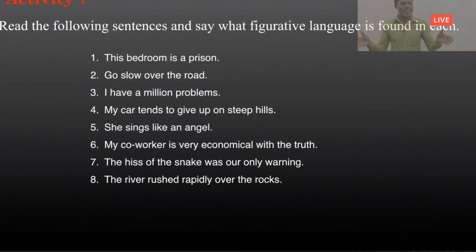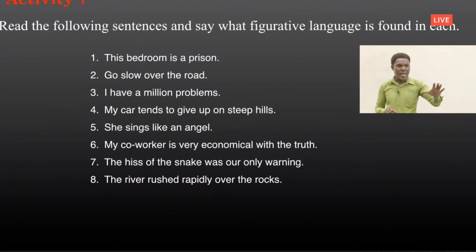Good. Now, the final activity before we really finish here. It says, read the following sentences and say what figurative language is found in each. So, like we always do, I give you about probably 30 seconds to go through them, come up with the figurative device, and you're going to write into us, telling us which figurative device. Remember, it's not just idioms now. It's taking us back to what we did the last time.